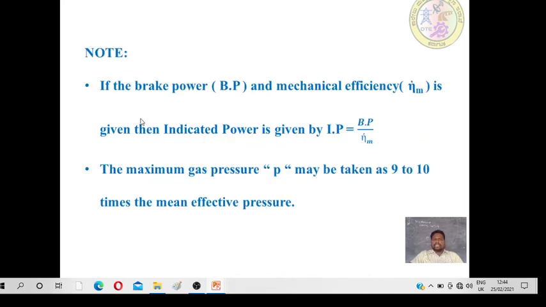We should note one thing here. If the brake power BP and mechanical efficiency are given, the indicated power can be obtained by this equation. Usually you know one equation: mechanical efficiency equals brake power by indicated power. So from the same relation we can find IP equals BP by mechanical efficiency. And the maximum gas pressure P may also be taken as 9 to 10 times the mean effective pressure.